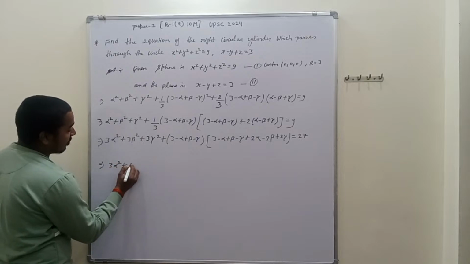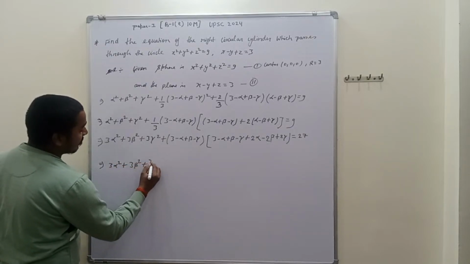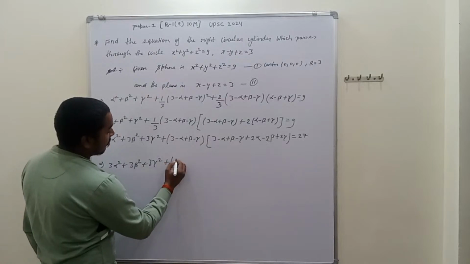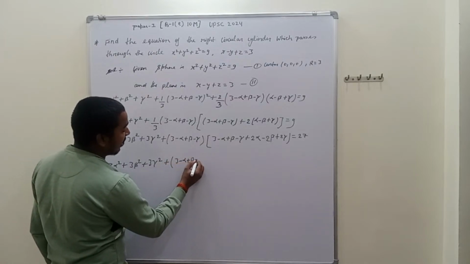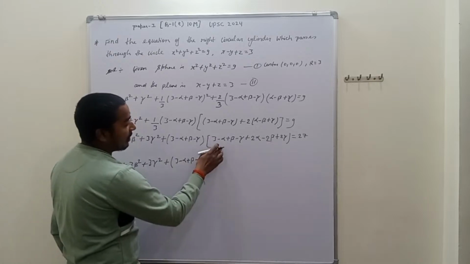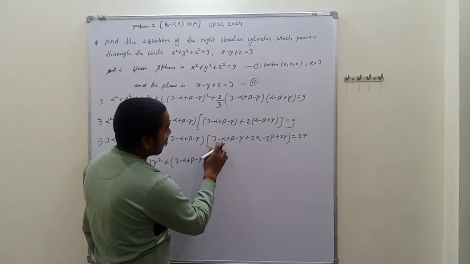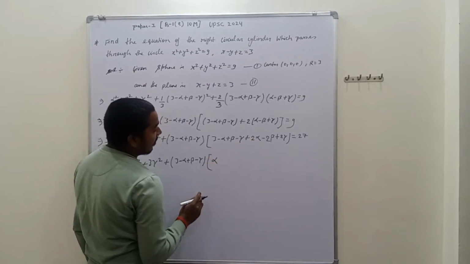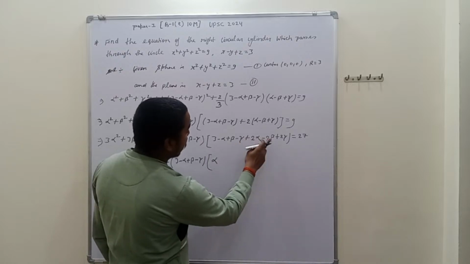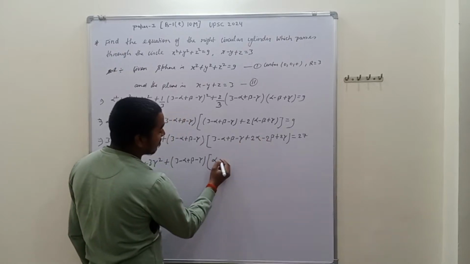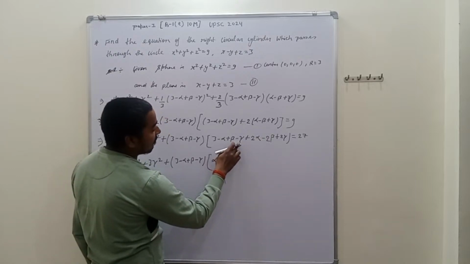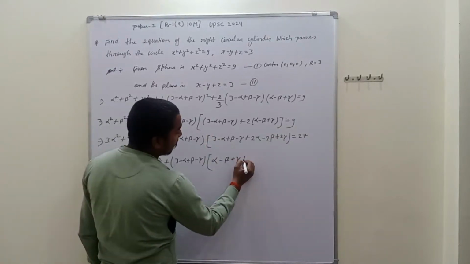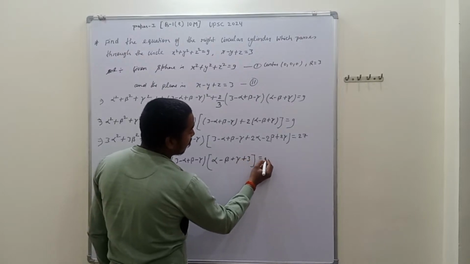From here we can also write 3 alpha square plus 3 beta square plus 3 gamma square plus (3 minus alpha plus beta minus gamma), and from here we have to solve the bracket, that is minus alpha plus 2 alpha, that is plus alpha, and plus beta minus 2 beta, that is minus beta, and minus gamma plus 2 gamma, that is plus gamma, and plus 3 is present, is equal to 27.